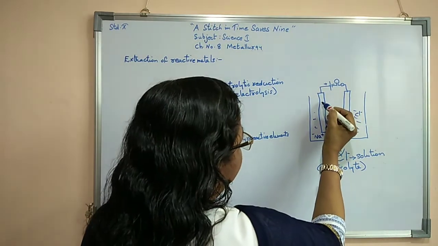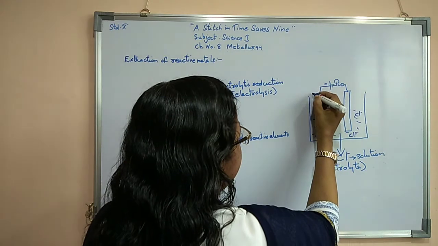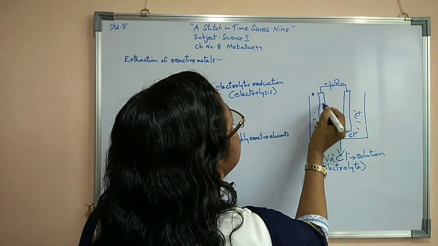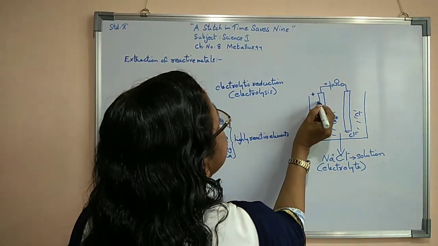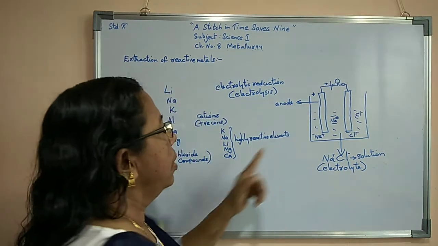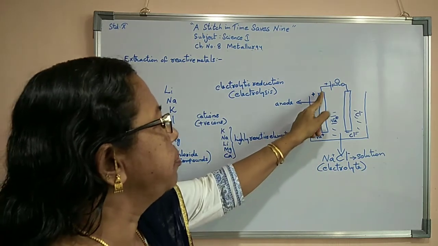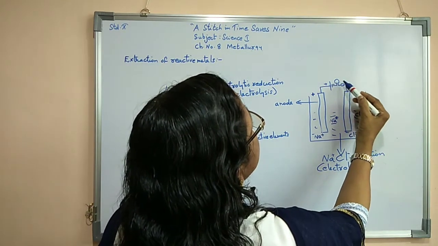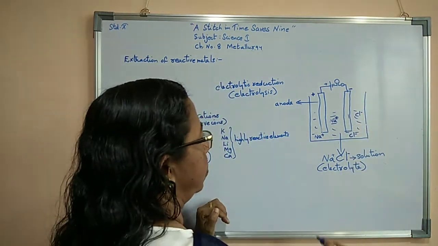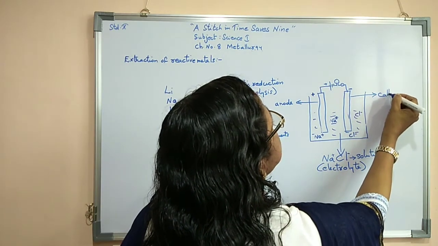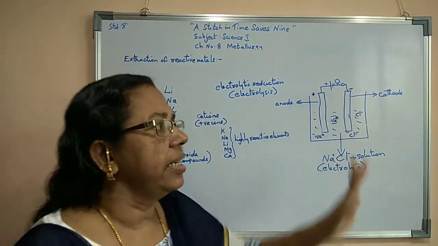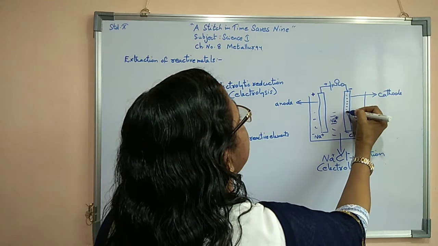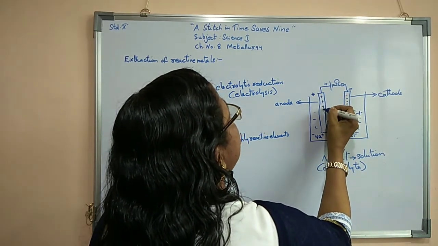The electrode which is connected to the positive terminal of the cell is known as anode. This electrode also has a positive sign, so this is the anode. The positive terminal of the cell is connected to the anode, the positively charged electrode. The negative terminal is connected to the negatively charged electrode, which is known as cathode. Cathode is the electrode which has negative charge. It means here full of electrons are present, negatively charged particles. Here full of positively charged particles are present.